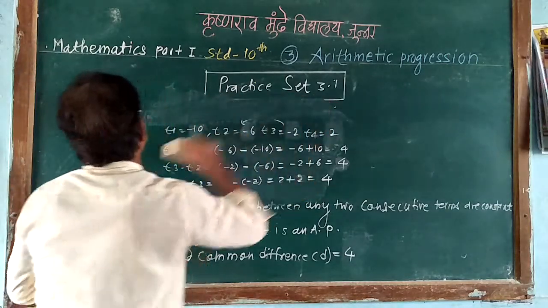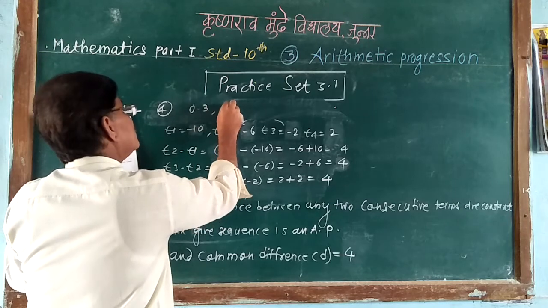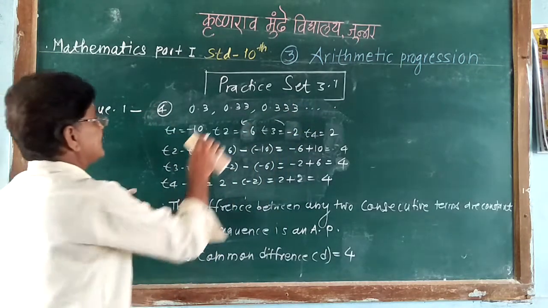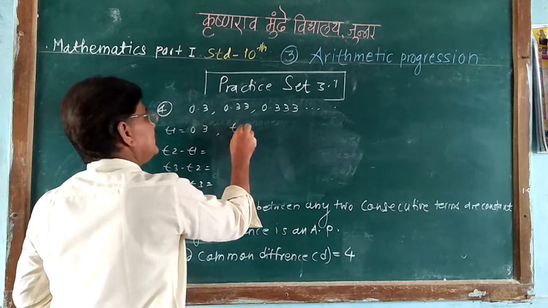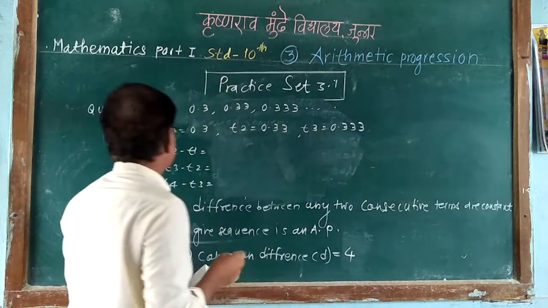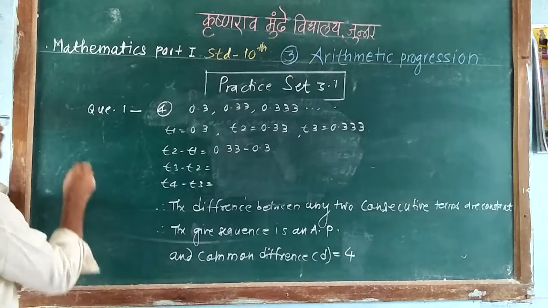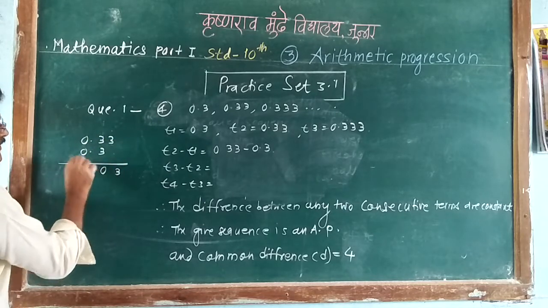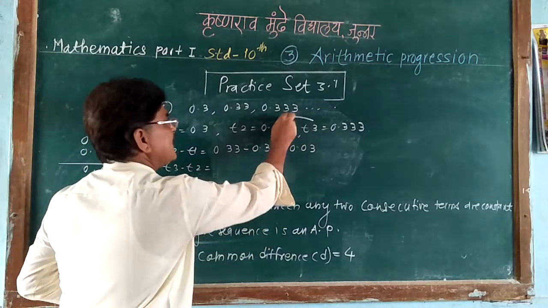And the last example, in this question we see the fourth example: 0.3, 0.33, 0.333. First write the value of t1 is equal to 0.3, t2 is equal to 0.33, t3 is equal to 0.333. Then t2 minus t1: 0.33 minus 0.3, which is 0.03. Then t3 minus t2.